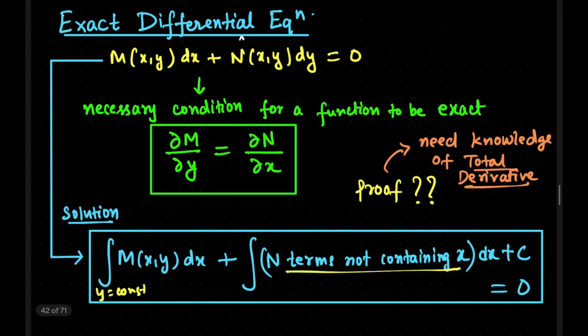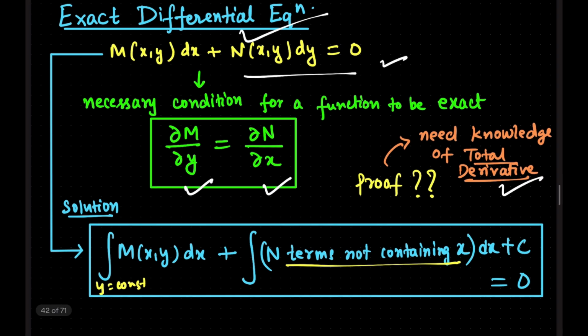So welcome back. Today we will see exact differential equations. For example, this is a differential equation M dx plus N dy equal to 0. For this to be an exact differential equation, the condition is dou M by dou y is equal to dou N by dou x. So you need knowledge of partial derivatives as well as total derivatives to understand this.